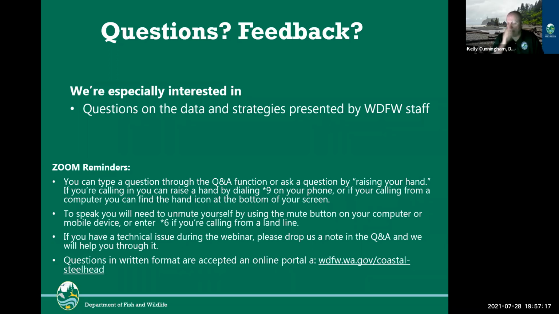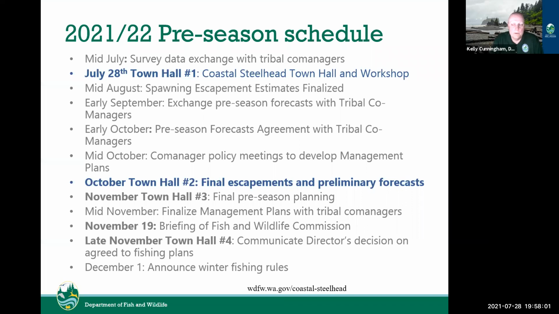The other thing I'd like to do is rehash where we're going next. The next milestone is in the middle of next month, where per our agreement with co-managers, we're going to have our spawning escapement estimates finalized. Early September, we're going to be exchanging the preseason forecast with tribal co-managers, working toward agreement. Early October, we're going to have the forecast agreements with the tribes. Mid-October, we're going to start those co-manager meetings on the management plans, and then we're back together for our second town hall in October.